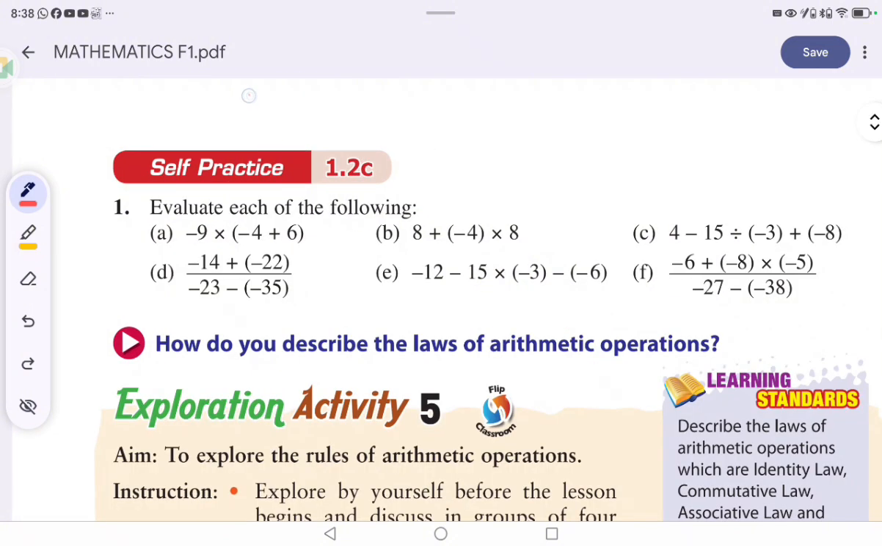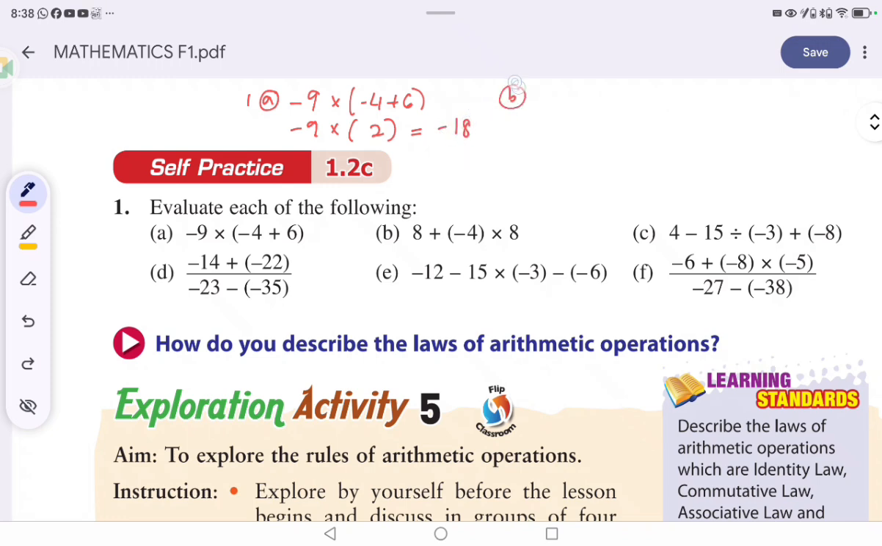Number 1a. Negative 9 times negative 4 plus 6. First you settle the numbers inside the bracket. Negative 4 plus 6, you need to subtract: 6 minus 4, you will get 2. The bigger number has a positive integer, so positive 2. When you multiply negative 9 with 2, you will get negative 18.